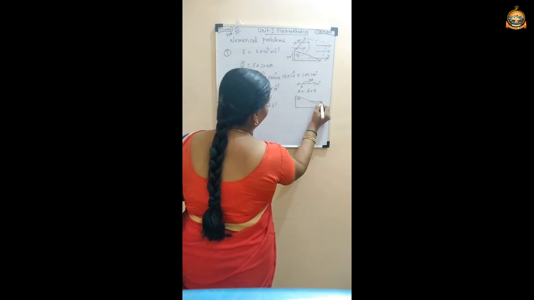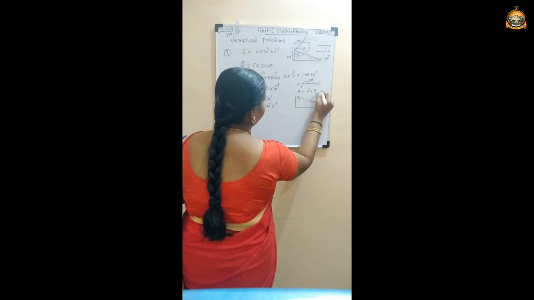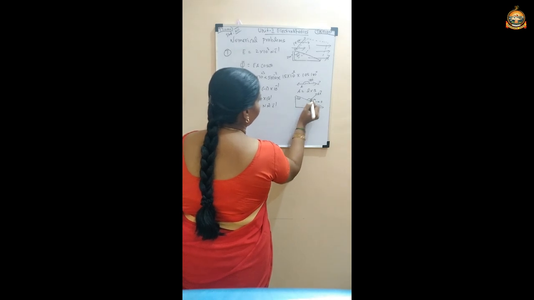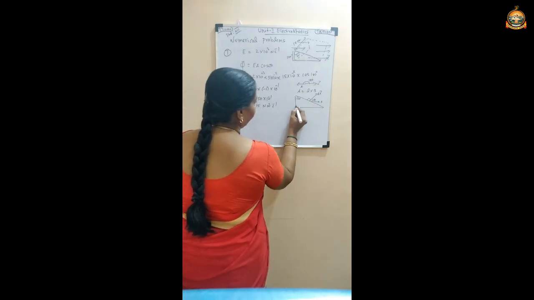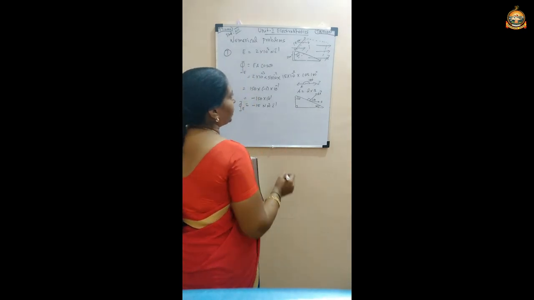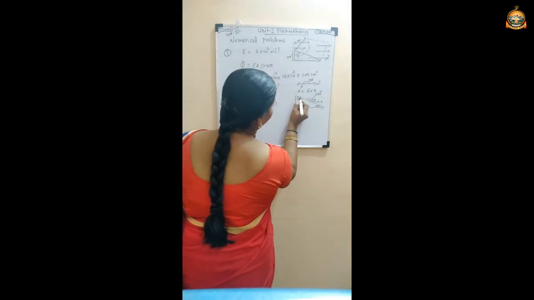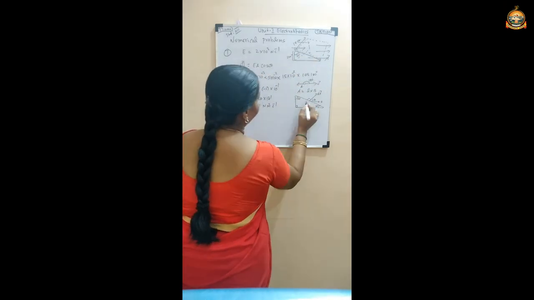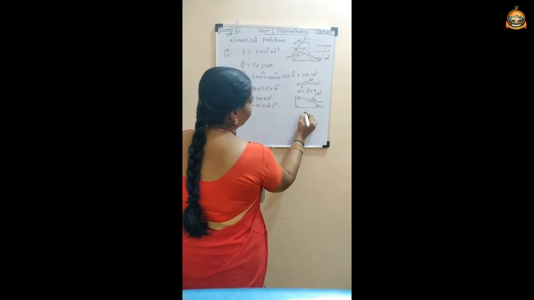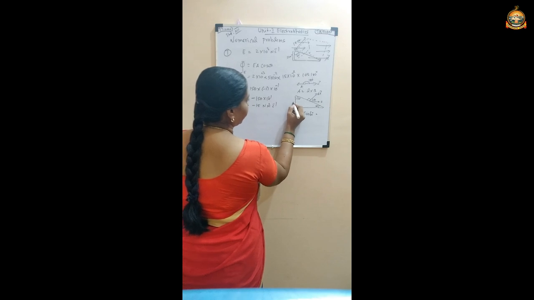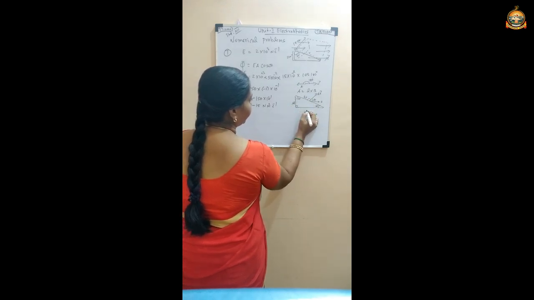See here, this is the electric field, and this area is the dA vector. This is the angle between them. This is 90 degree and this is 30 degree. In order to calculate this distance x, let us take cos 60. This is the adjacent, this is the hypotenuse, and this is the opposite.